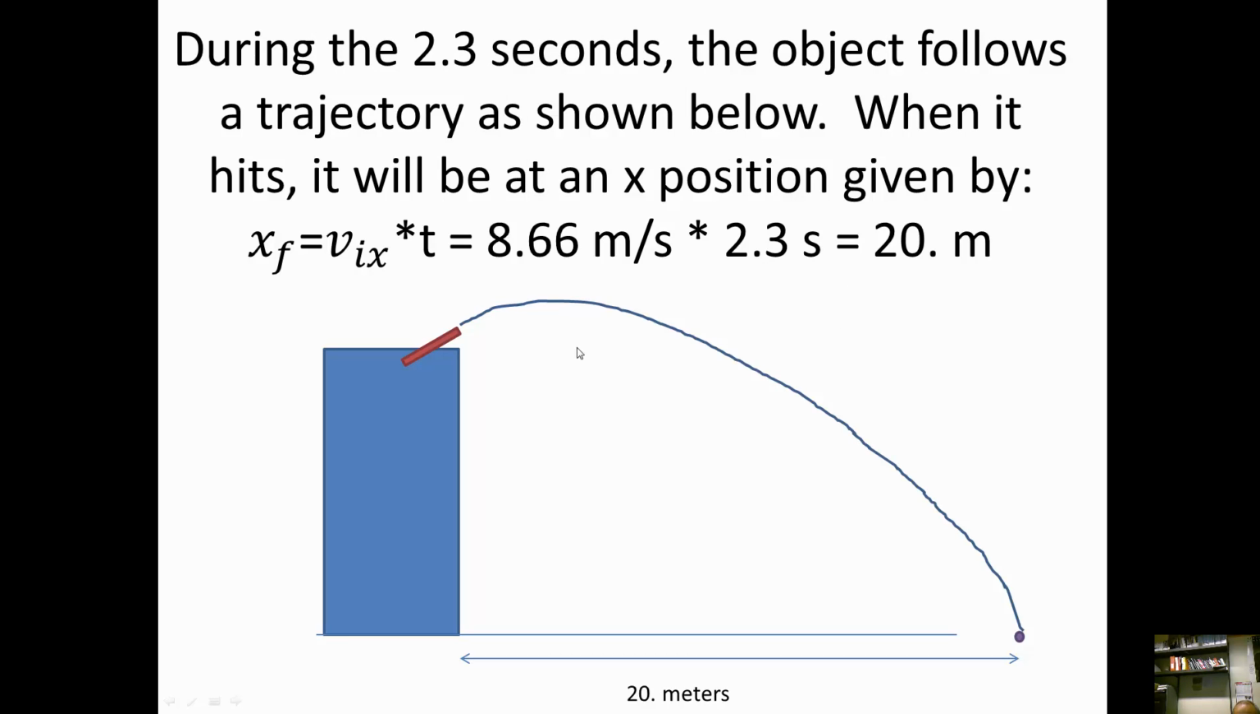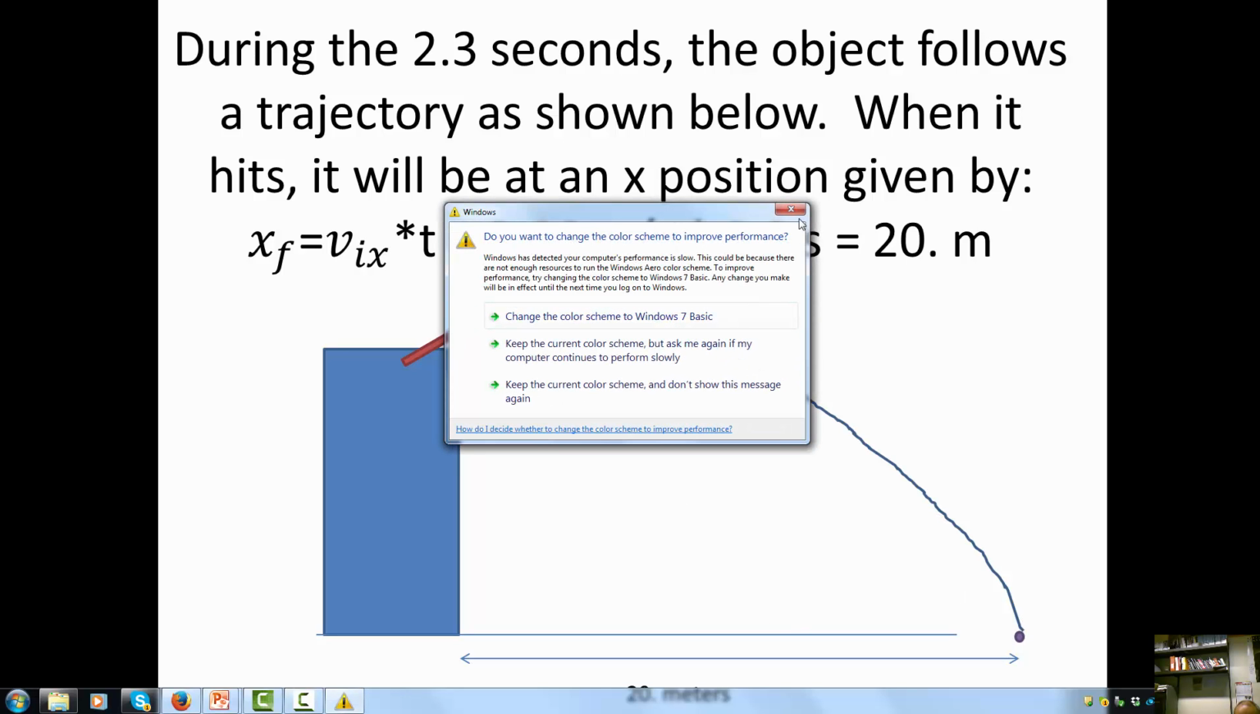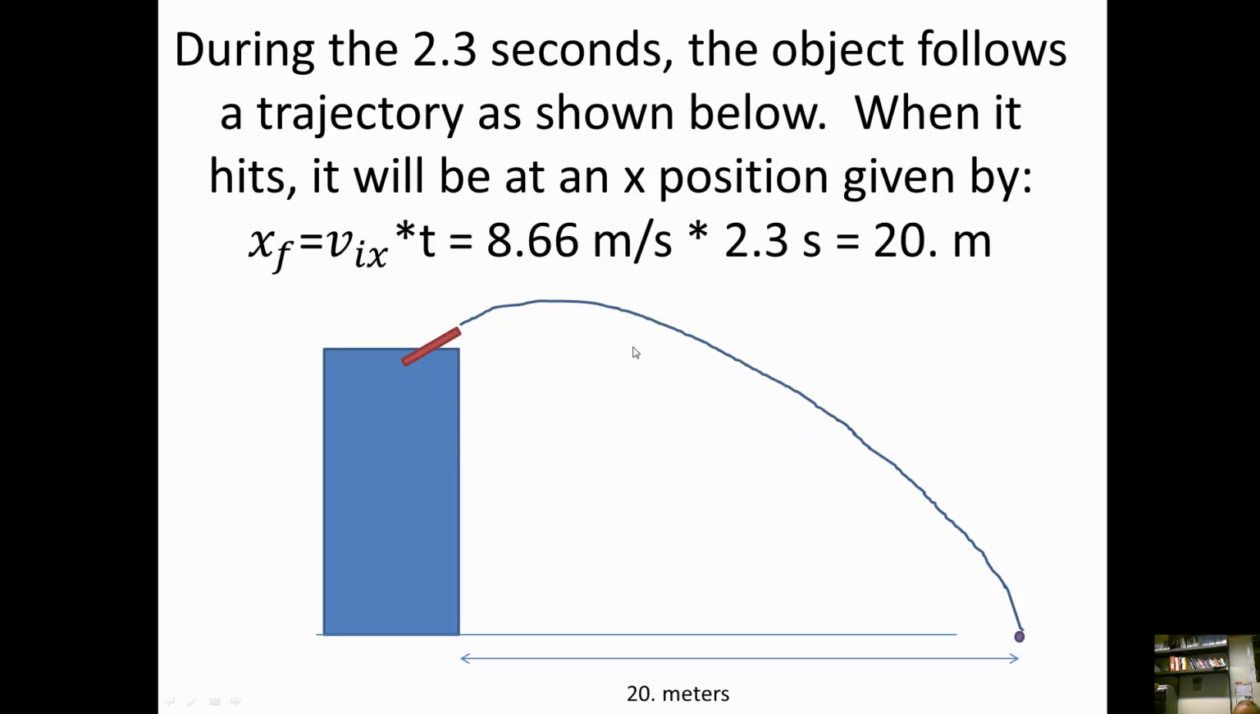So during those 2.3 seconds, remember the object is tracing out a trajectory that looks something like this. This is a little rough, of course, because I drew it by hand. But this is the path that the object is going to follow as it comes down to hit the ground. And it's moving with an x velocity of 8.66 meters per second, and that's not changing. So I can tell how far it's going to move by multiplying that 8.66 meters per second by the time it takes, the 2.3 seconds, and that's going to give me the 20-meter distance here.